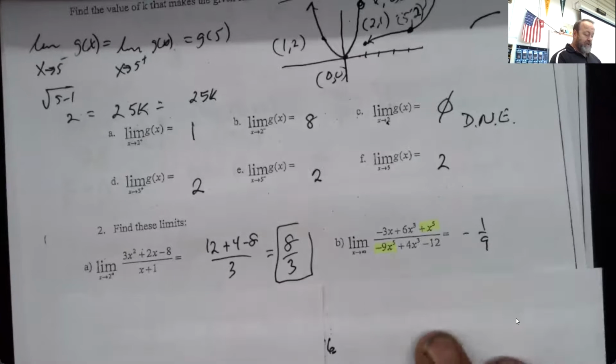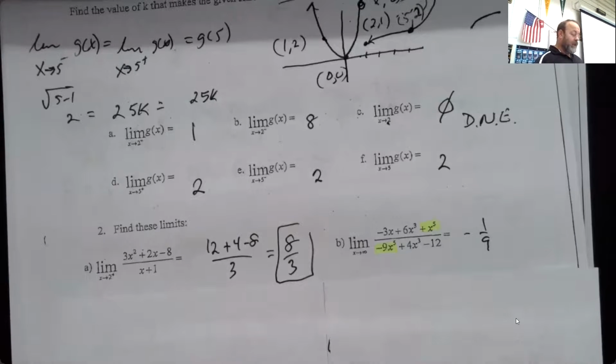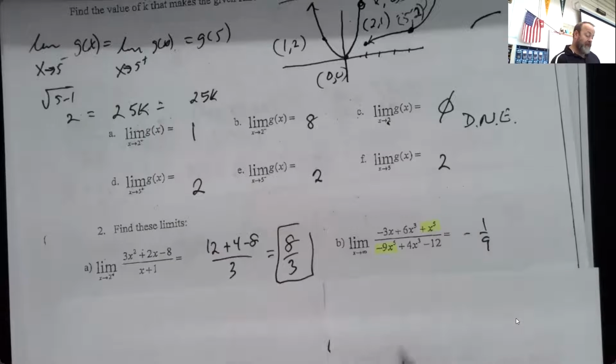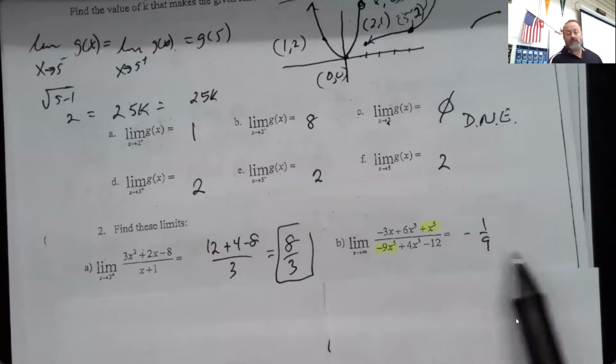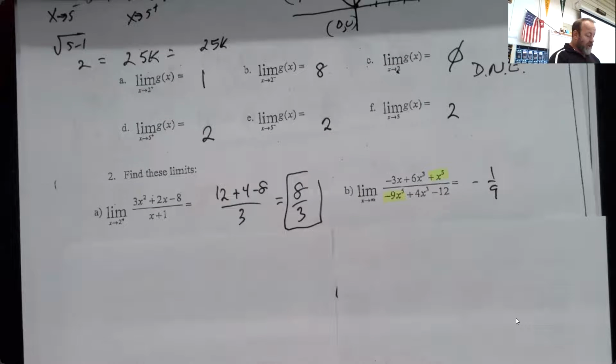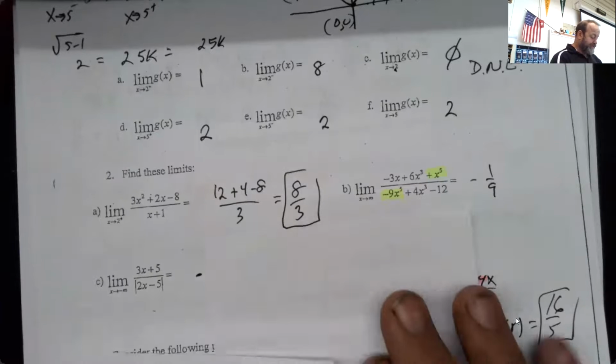Same idea on this one, but since I'm going to infinity, all I had to do is compare the relative powers. And since the leading coefficient on top is 1x to the 5th, and I have negative 9x to the 5th, it's just the ratio of those leading coefficients, and therefore I get negative 1/9. That would be our end behavior asymptote. It's also our limit. It's also the equation of a horizontal asymptote, all these different ways of saying the same information. Okay, coming down to the next one.